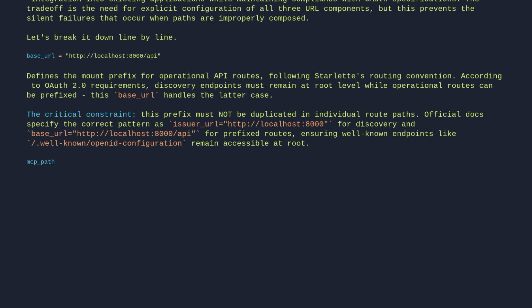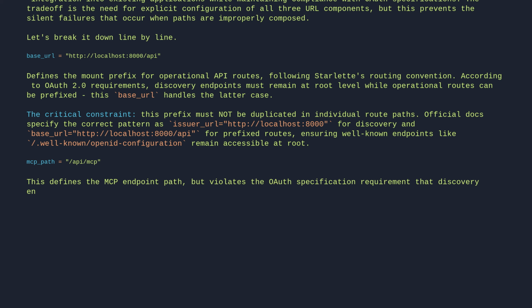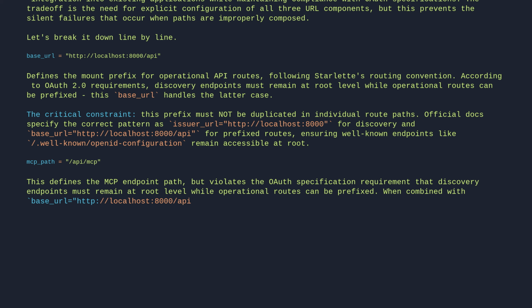MCP path: /api/mcp. This defines the MCP endpoint path, but violates the OAuth specification requirement that discovery endpoints must remain at root level while operational routes can be prefixed. When combined with base URL equals http://localhost:8000/api, the leading slash creates /api/api/mcp, a duplicate mount prefix that breaks Starlette's routing.